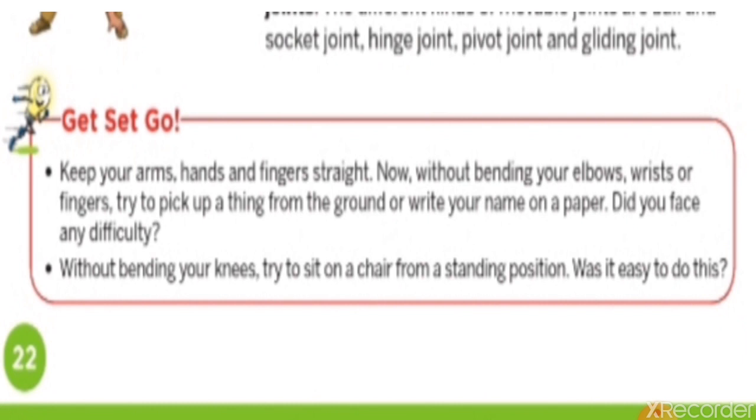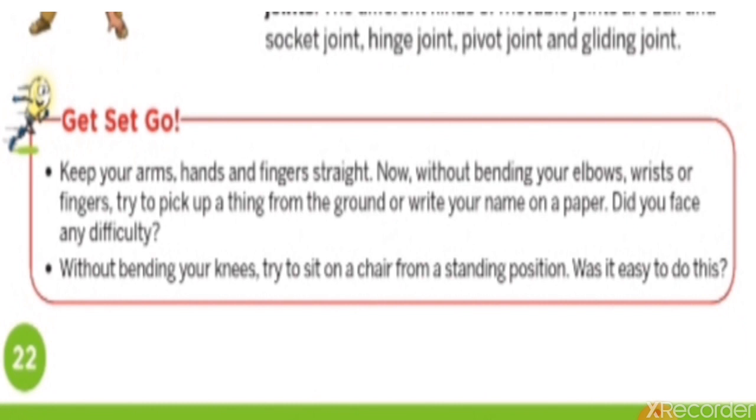Okay, so what we have to do? We have to keep our arms, hands, fingers straight, and then without bending our elbow or wrist or fingers, we have to try to pick up a thing from the ground, or we have to write our name on a paper. So what difficulties we will face, that we have to discuss over here.